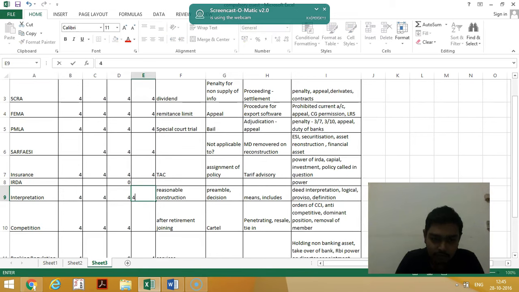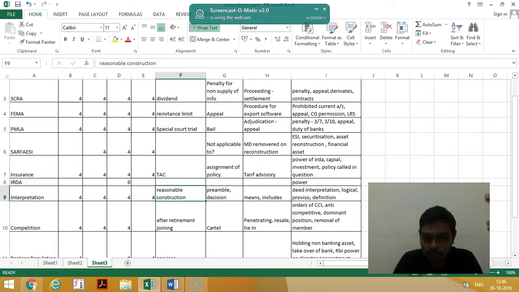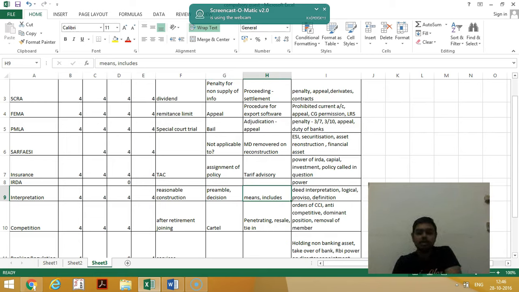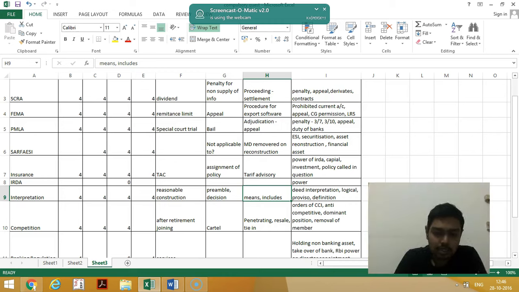Interpretation, they are asking every time 4 marks, so we can expect 4 marks from interpretation also. So interpretation, they have asked reasonable construction, what is reasonable construction, and preamble, decision, what is how to take a decision. Then means and includes the interpretation, internal aids of interpretation that they have asked. From definition they have asked. Then this time we can expect deeds and documents interpretation and logical interpretation, proviso, definitions. So this can be tested.